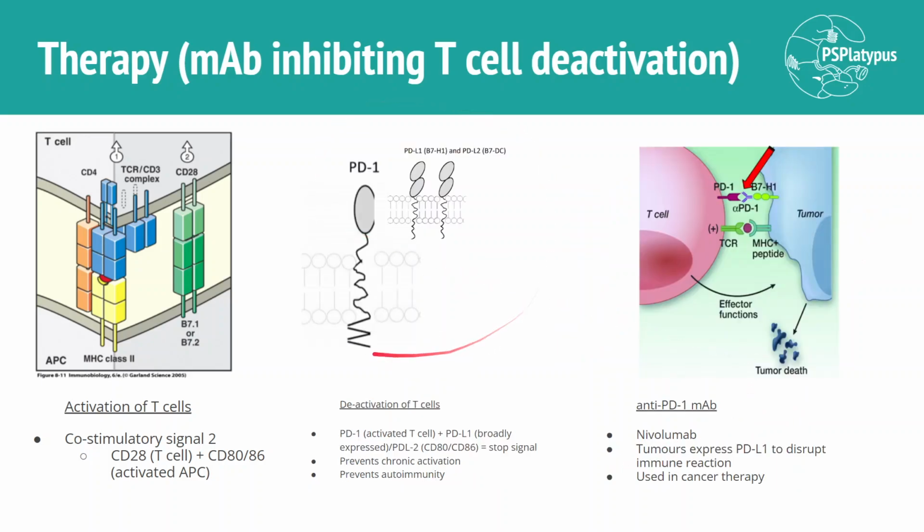The second way by which we can deactivate T cells is through PD1 and PDL1 or PD ligand 1 and ligand 2. PD1 is going to be found on the surface of activated T cells. PDL1 and PDL2 are going to be found on other cells. PDL1 is broadly expressed by a lot of different cells. PDL2 is again only expressed by APCs, so it basically mimics the CD80 and 86 function. The binding of those two will stop its function. It's a stop signal, and we can counter the stop signal by having an anti-PD1 monoclonal antibody.